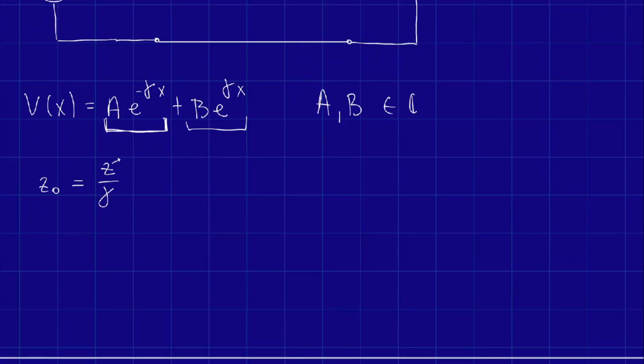So finally, we can define the current, which is also dependent on x: A e to the minus gamma x minus B e to the gamma x. Be careful here because there's a minus sign and above there's a plus sign.